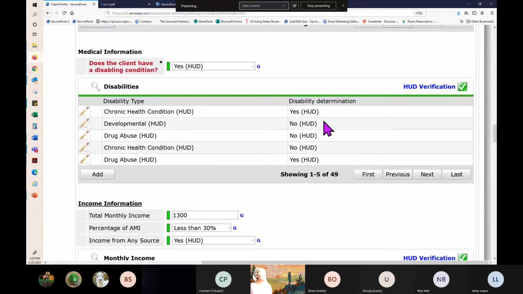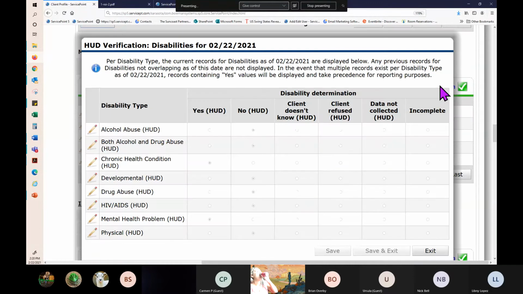From there, we're going to see, does the client have a disabling condition? Well, we don't want to just ask that question. We want to hit our HUD verification first. Even there's data here, there's data here. We don't know who asked those questions. We don't know who entered that data. So we are going to ask the questions of the client ourselves and make sure that our data is the most complete, current, consistent, and correct. From here, you can go down the list with the client.